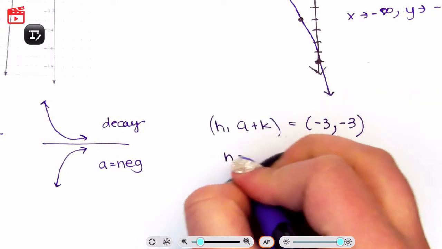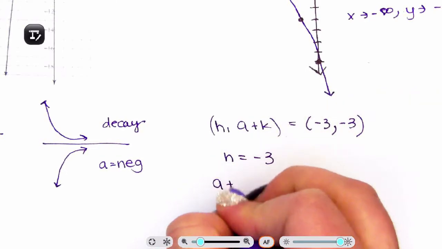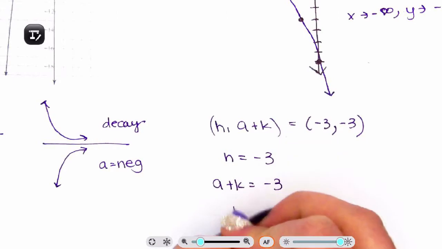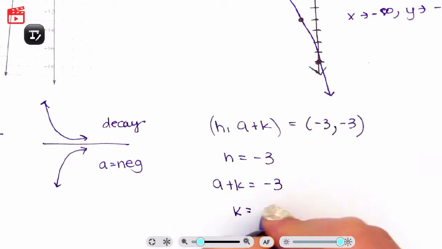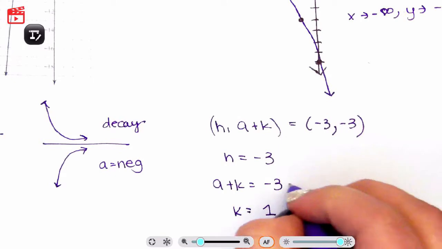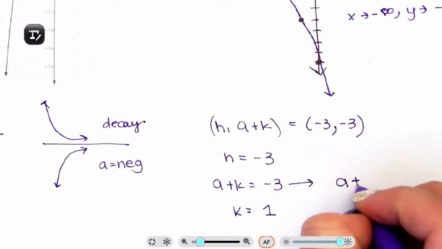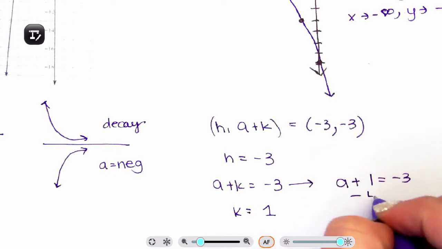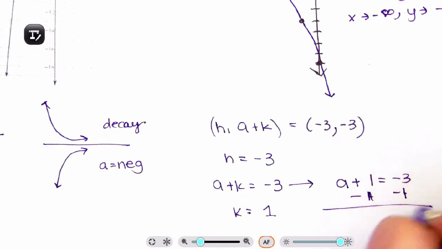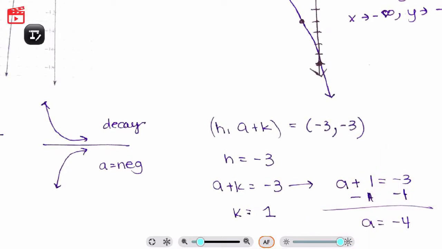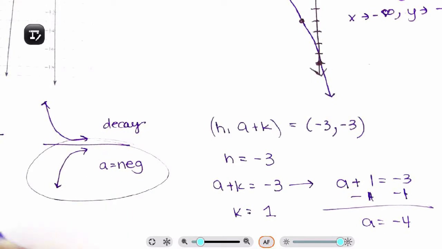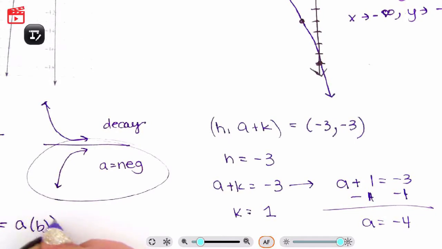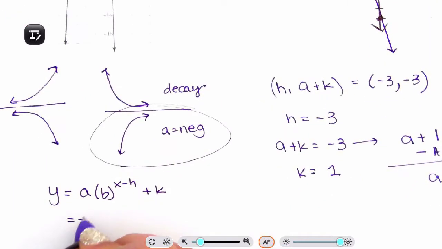So that means h is equal to negative 3. That means a plus k is equal to negative 3. And we also know that k value is our asymptote, in this case, 1. So I'm going to continue solving. So I have a plus 1 is equal to negative 3. I'm going to subtract 1. So that means a is equal to negative 4, which again, I'm doing a happy dance because we already determined a should be negative. Looking at our equation, y equals a times b to the x minus h power plus k. We determined that a is negative 4.